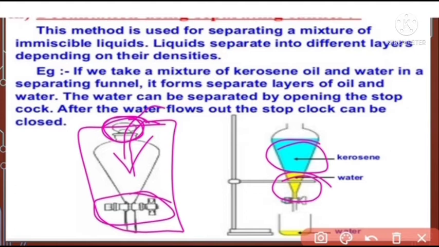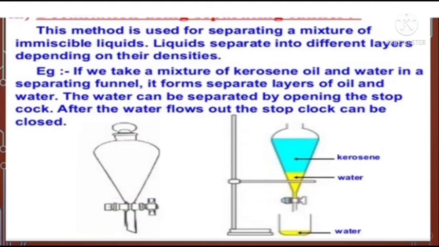Through this knob, by opening the stopcock, one liquid is collected, and then we immediately close the stopcock. Then that beaker is removed. After placing one empty beaker, collect the other liquid. This method is called the decantation method. The liquids separate into different layers depending on their different densities. This method is called the decantation method.